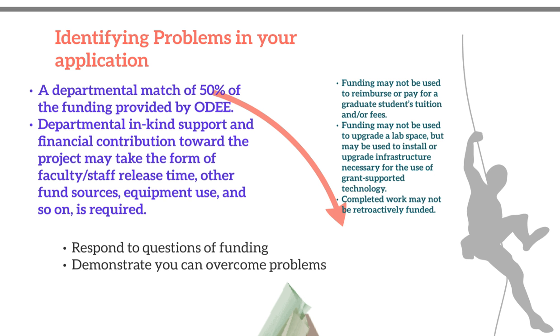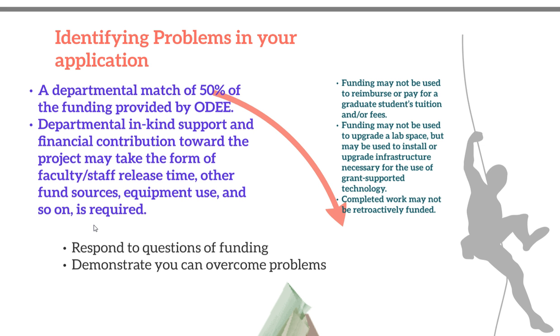Now, in some cases, you may not be able to meet the goals, and you have to be able to identify where you may have problems in meeting the goals and how you're going to deal with it. So, for example, in this grant, you needed a department match of 50% of the funding, and department in-kind support and financial contribution toward the project.